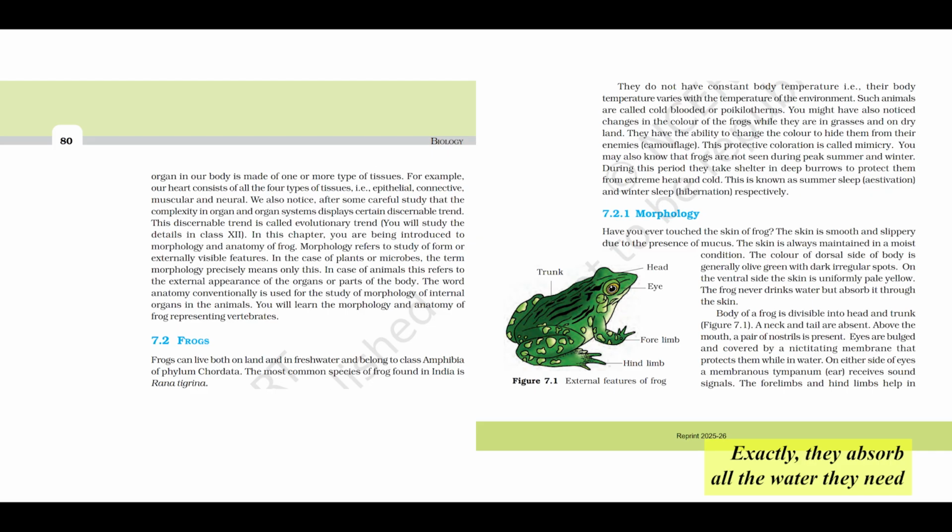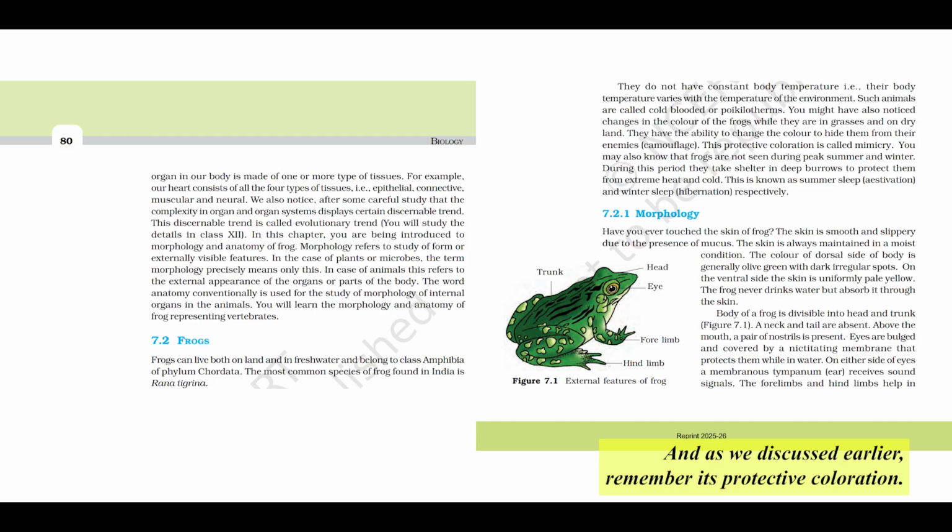Exactly. They absorb all the water they need directly through their highly permeable skin. This is an incredible adaptation. It allows them to hydrate simply by being in a moist environment or in contact with water. It saves them from the energy expenditure and risks associated with actively drinking.